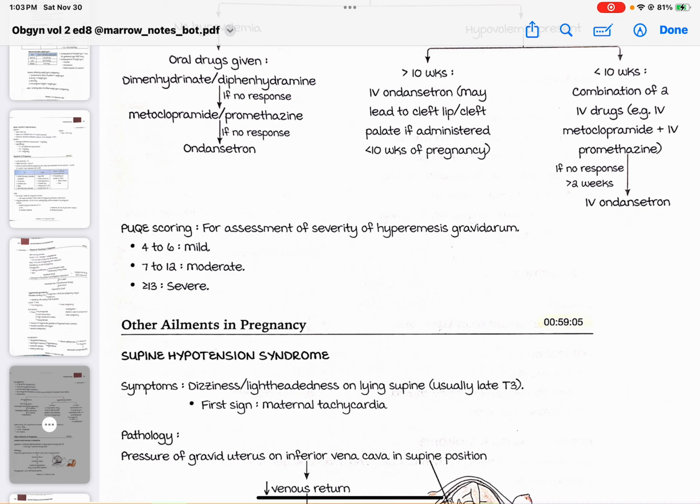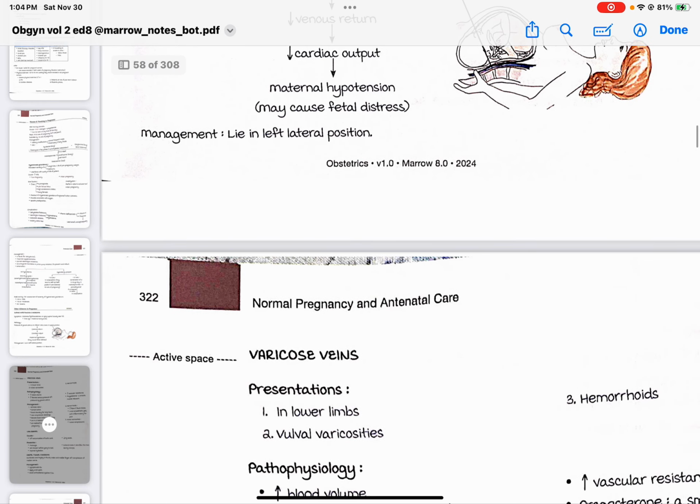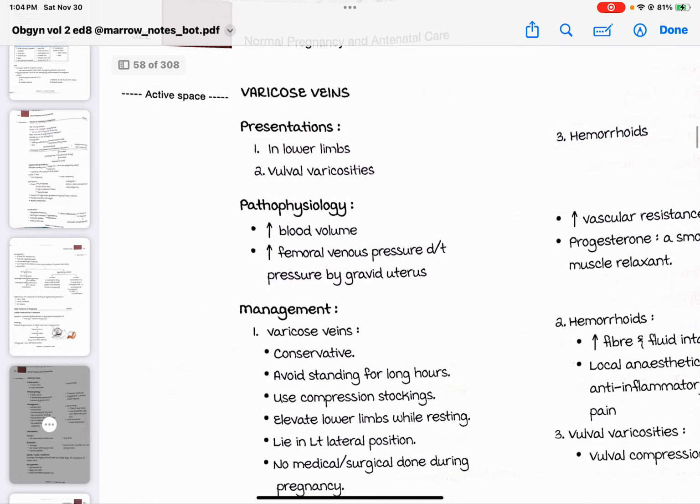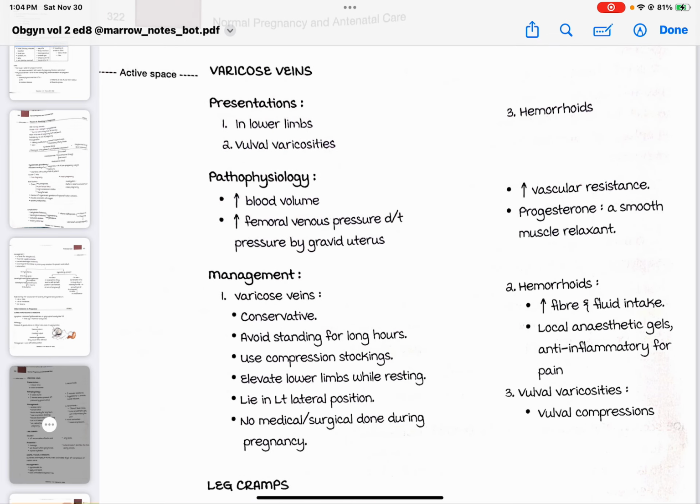Pathology: pressure of gravid uterus on inferior vena cava in supine position, decreased venous return, decreased cardiac output. Maternal hypotension may cause fetal distress. Management: lie in left lateral position. Varicose vein presentation: lower limb, vulval varicosities, hemorrhoids.